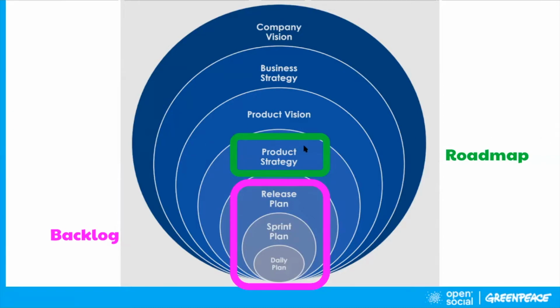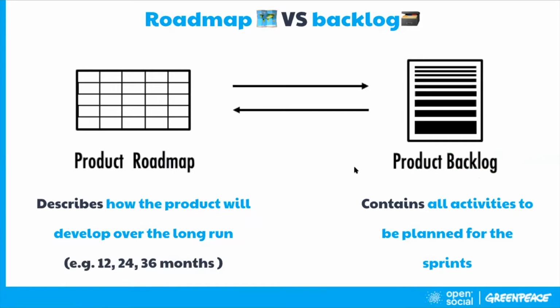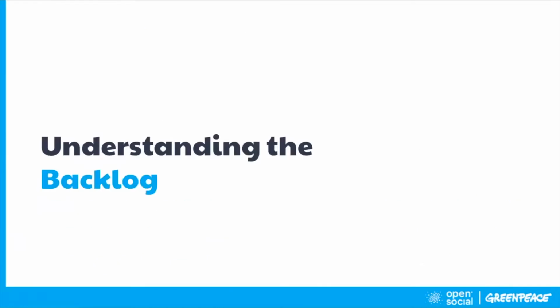Right, so the roadmap is essentially what we want to do over a longer course of time, whereas the backlog contains all activities to be planned. These two concepts are often mistaken, but it's important to understand, without being a senior technologist, that a roadmap describes how the product will develop over the long run. So 1, 2, 3, 4 years, whatever that is. And the backlog contains everything that needs to be planned for the sprints. So for the temporal windows of time that we operate, 2 weeks, 3 weeks, and so on.